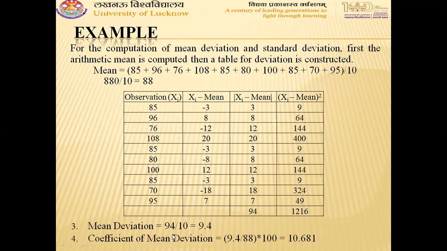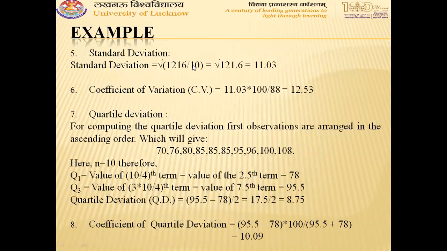So mean deviation is 9.4, and the coefficient of mean deviation will become 9.4 divided by its mean, that is 88, which will give 10.681. Similarly, the sum of squared deviations is 1216. It will be divided by the number of observations and we take the square root, which gives 11.03, and the coefficient of variation will become 12.53.